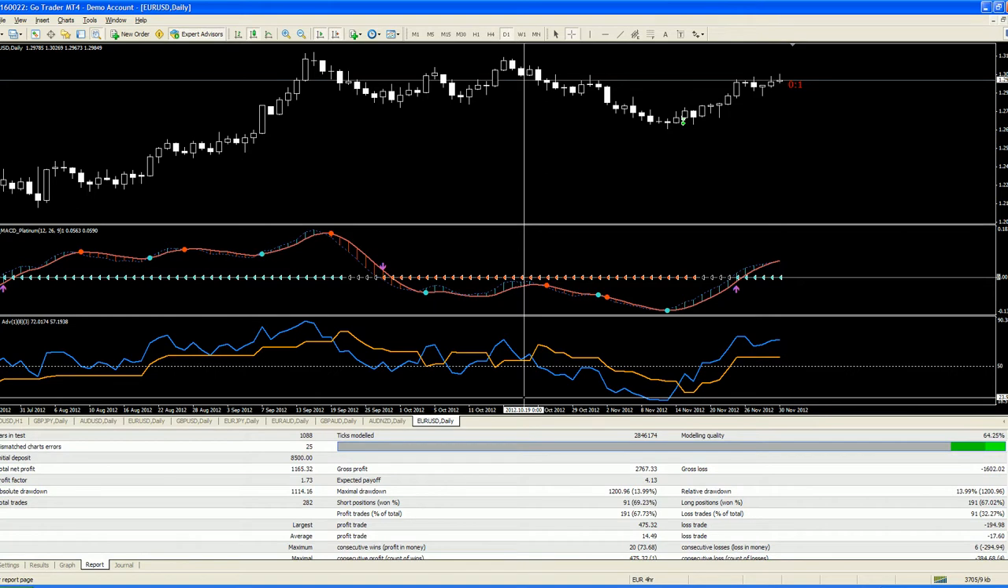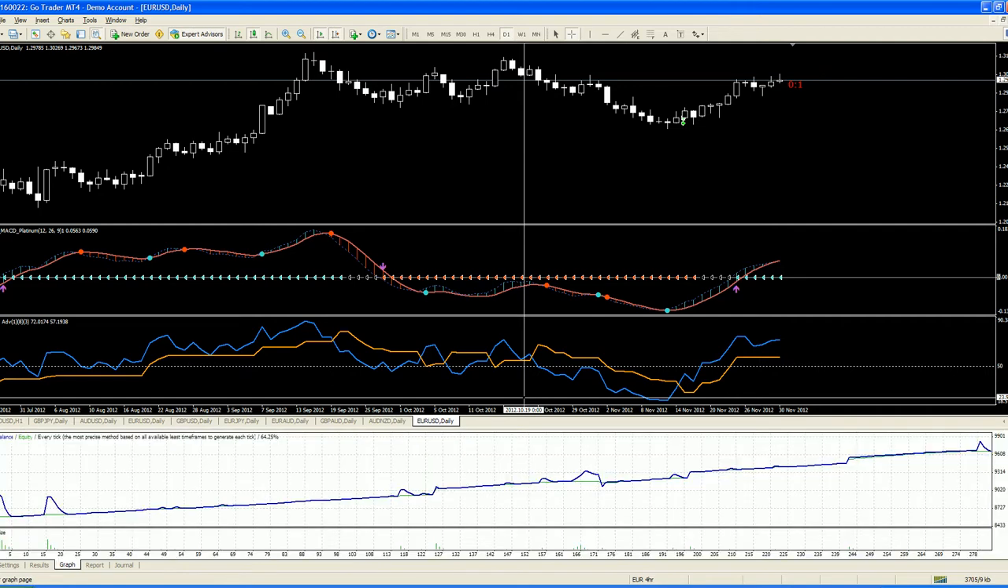This is not an accurate test, it's just to give you an idea. Initial deposit 8,500, that's how much I had in the account. It's just a demo. Net profit 1,165, so that's alright. Profit factor 1.73, 282 trades. There's your profit and your loss. Drawdown 13.99%, so that was pretty good. So it's a nice steady graph. That's just something I'm playing around with, grid sizes and all that sort of stuff, so it's just to give you an idea how it works and what it looks like. And that's about it for now.